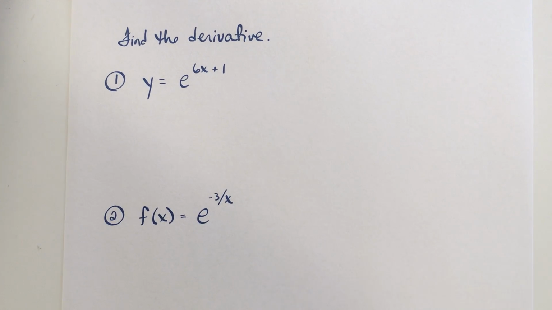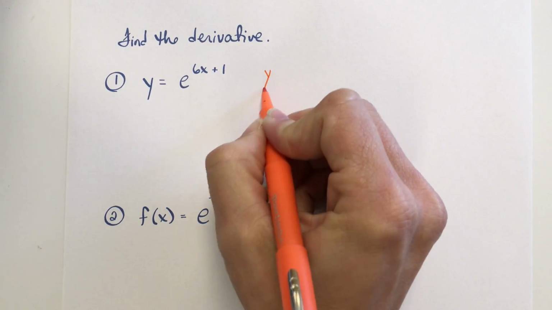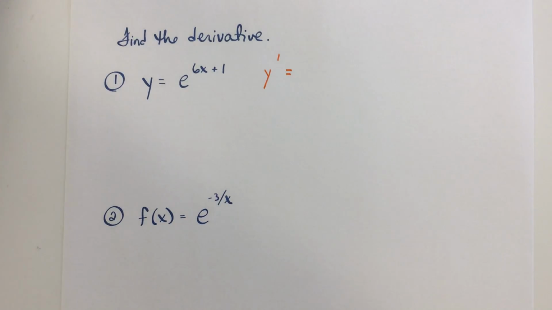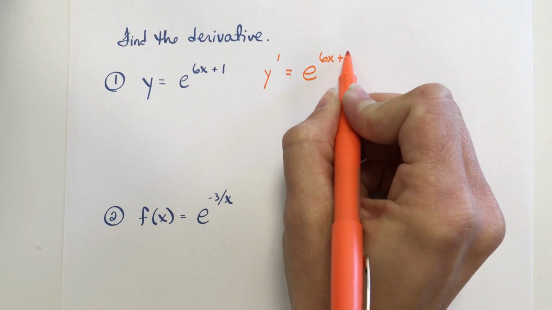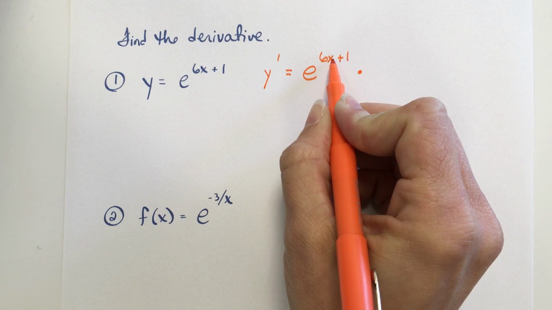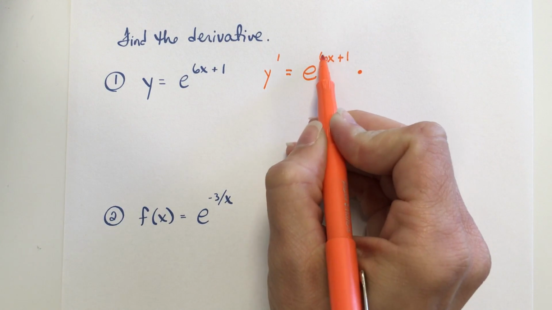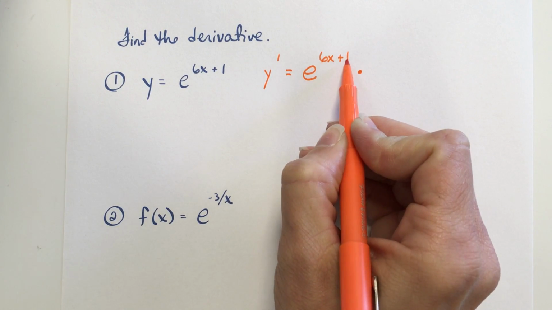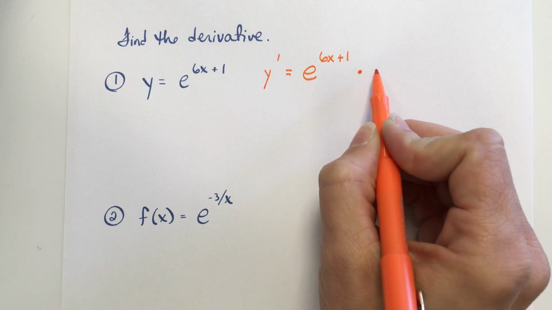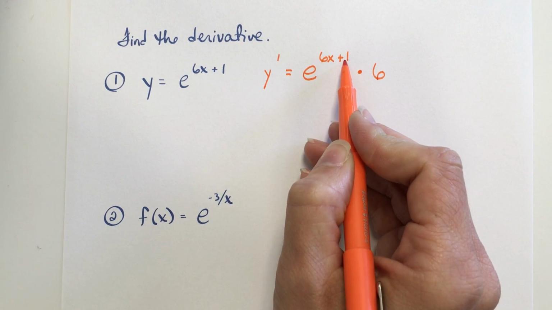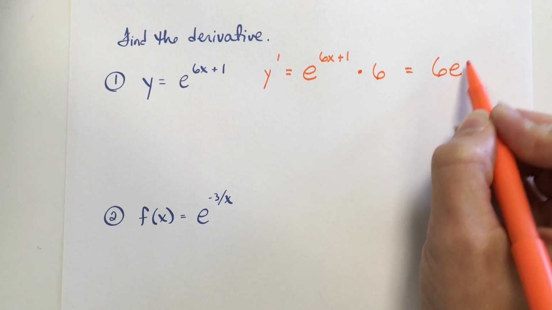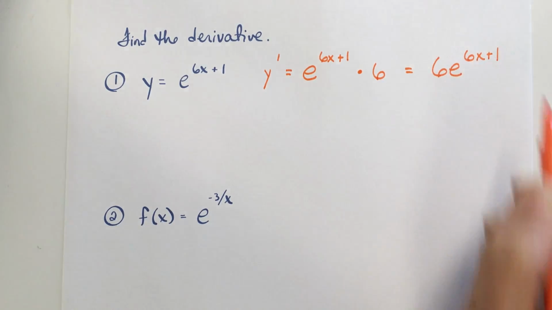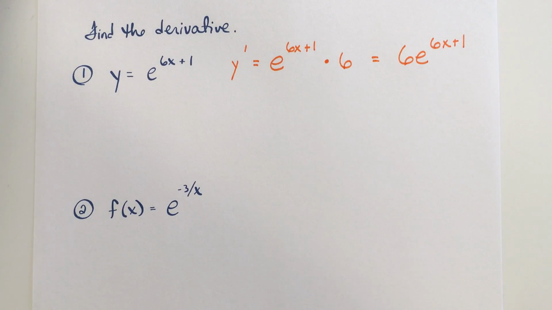Okay, first one here. So we have e to the 6x plus 1. So that's e to the u times u prime. So if this is u, you need the derivative of this. Of course, the derivative of 6x is just 6. Of course, derivative of 1 is just 0. So you just end up with 6 times e to the 6x plus 1. That's going to be your derivative.